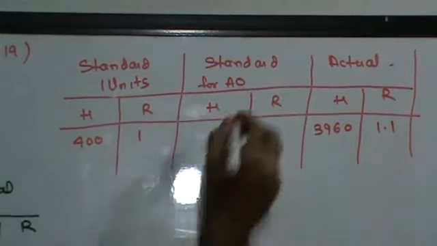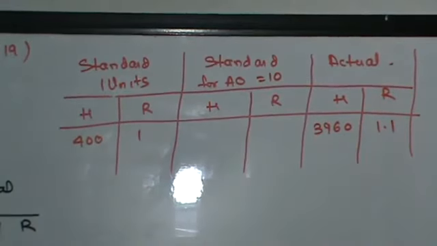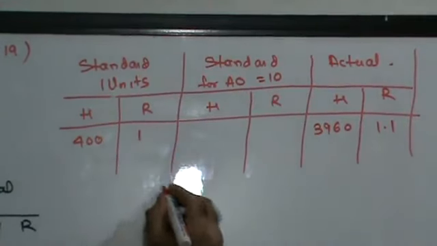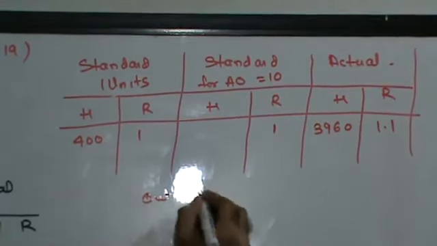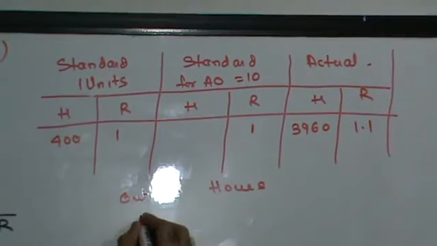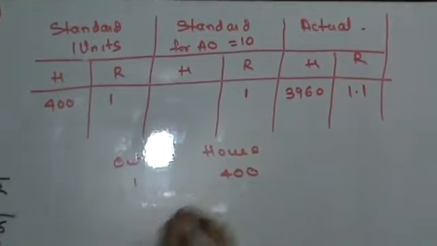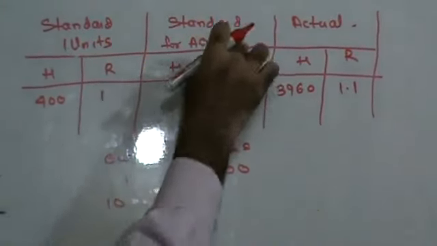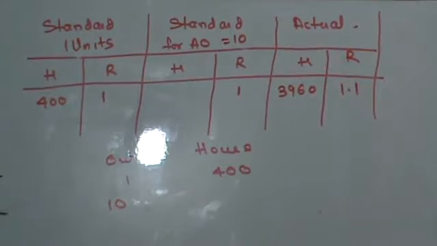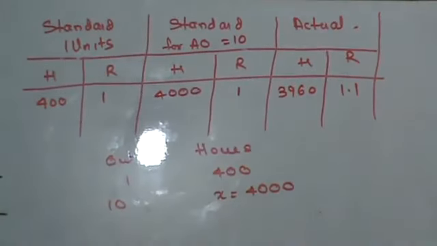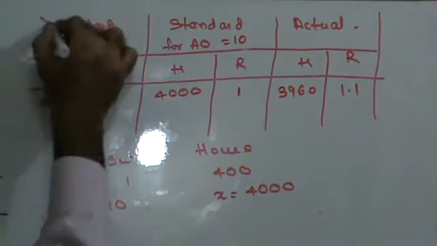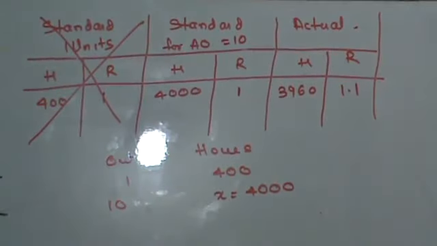Actual output is 10 units. Actual output is given to you as 10 units, right? When actual output is given, first thing you copy the rate here as it is, right? Output hours. For 1 unit of output, you require 400 hours. Therefore, for 10 units, your actual output is 10 units. So for 10 units of output, you will require 4,000 hours. Right? Once you have this, you cancel this out. Once you cancel this out, you have all the 4 datas. You can calculate your 3 variances.